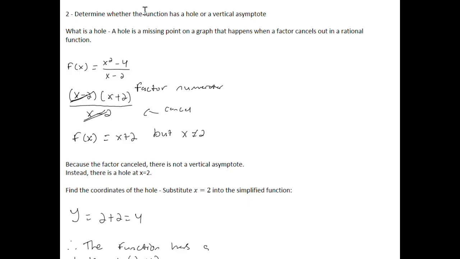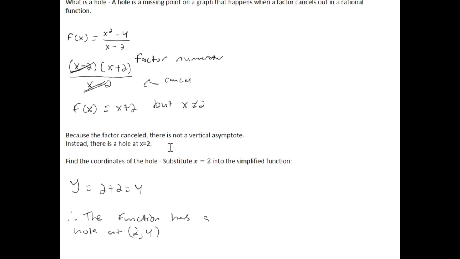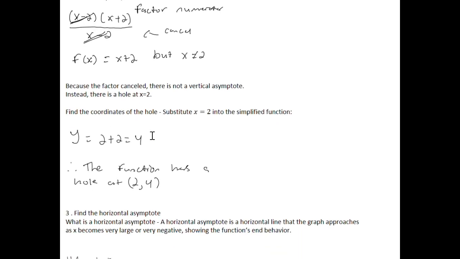What is a hole? A hole is a missing point on the graph that happens when a factor cancels out in a rational function. So, once we have this function, we can simplify it into this. Then, after we simplify, we can cancel out a top factor with one of the bottom, meaning that what's left is x plus 2. So x cannot equal 2. That means that because the factor canceled, there's not a vertical asymptote. Instead, there is a hole at x equals 2.